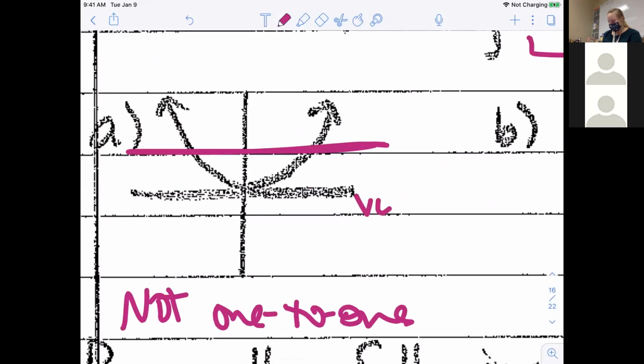And you can write a little note to yourself. I'd say the VLT is good. I'd give it a check mark, and I'd say the HLT is bad. That's just a note. So if I go home and I'm like, why did I write no next to this graph? I know exactly why.